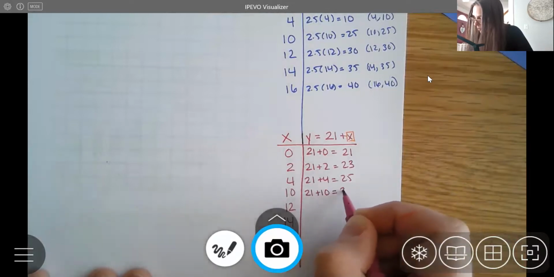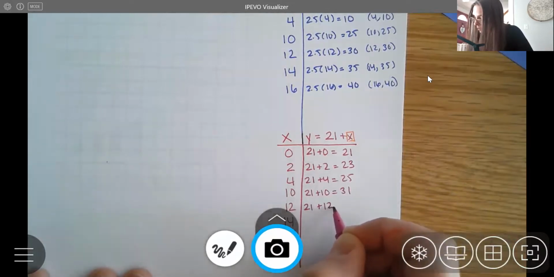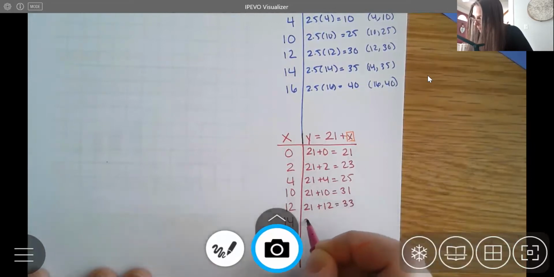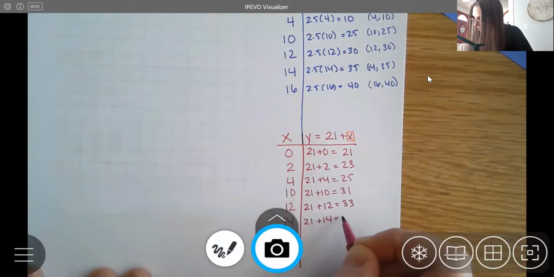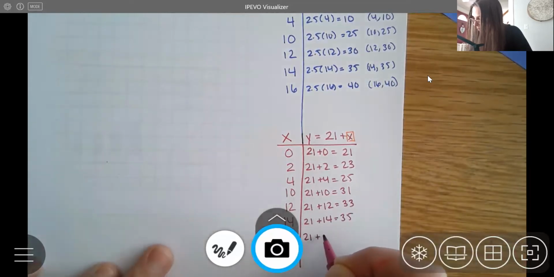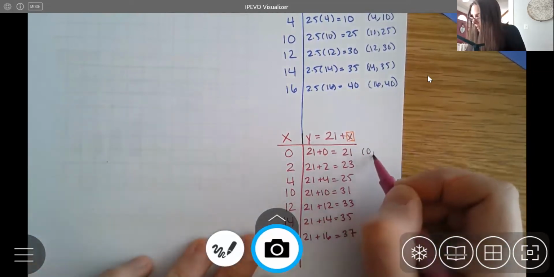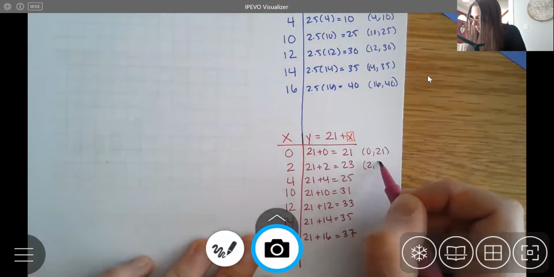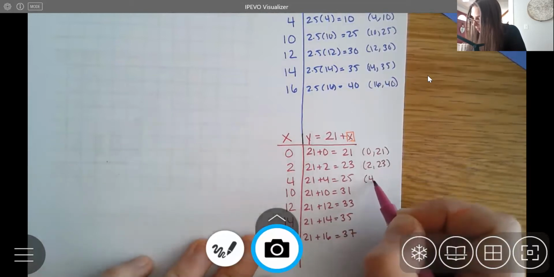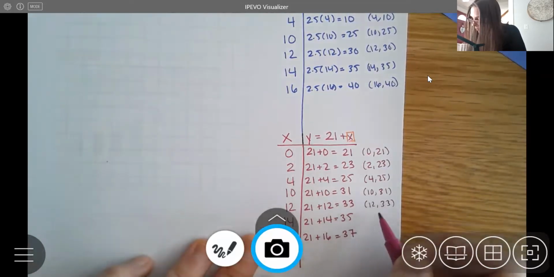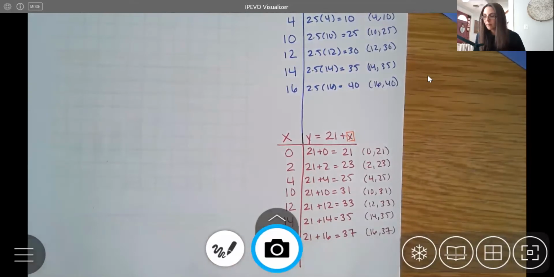21 plus 10, which is 31. Let's see, 21 plus 12, which is 33. 21 plus 14, which is 35. And 21 plus 16, which is 37. So my points here are (0, 21), (2, 23), (4, 25), (10, 31), (12, 33), (14, 35), and (16, 37). So we have part A done with our table, and now we're going to go ahead and graph.